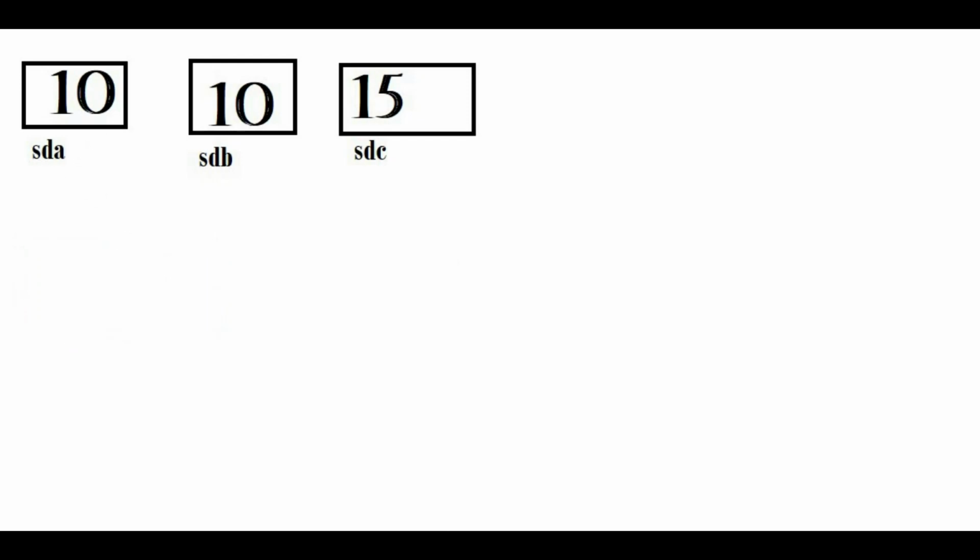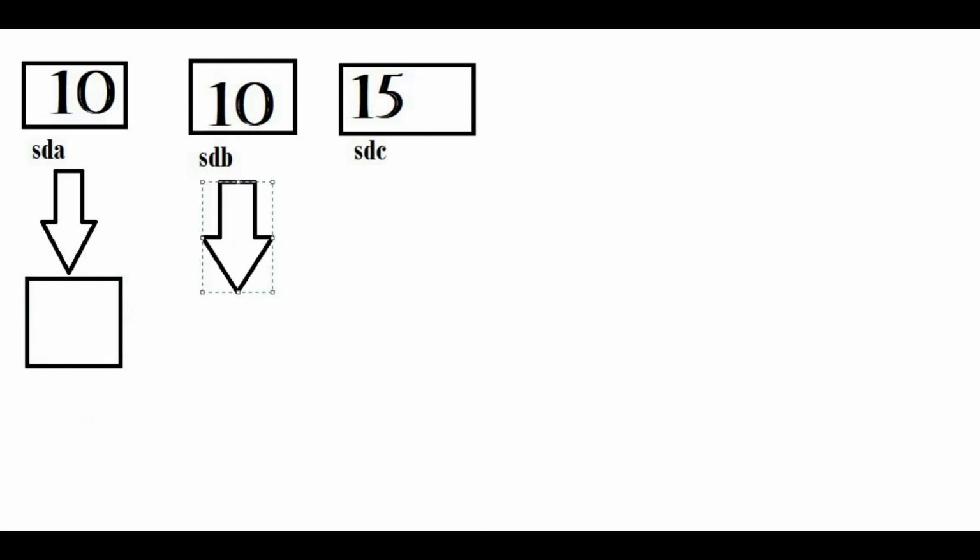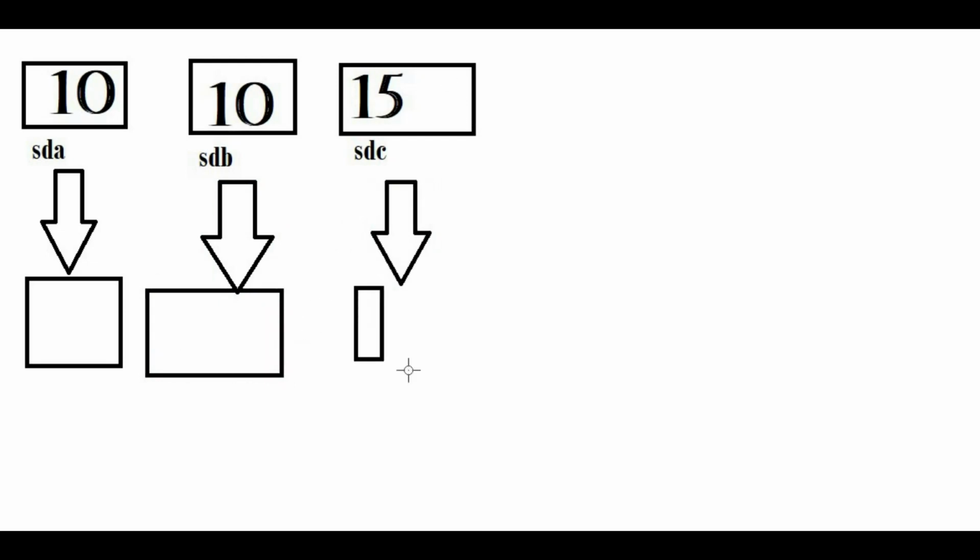If I create a file system on SDA like here, I am able to create a partition with a maximum size of 10 GB, not more than that. The same goes with SDB: I will be able to create a partition of 10 GB only, not more or less than 10 GB. In SDC also I can create a partition of 15 GB, or 5 GB and 10 GB, 2 different partitions. So that's how I can do it.